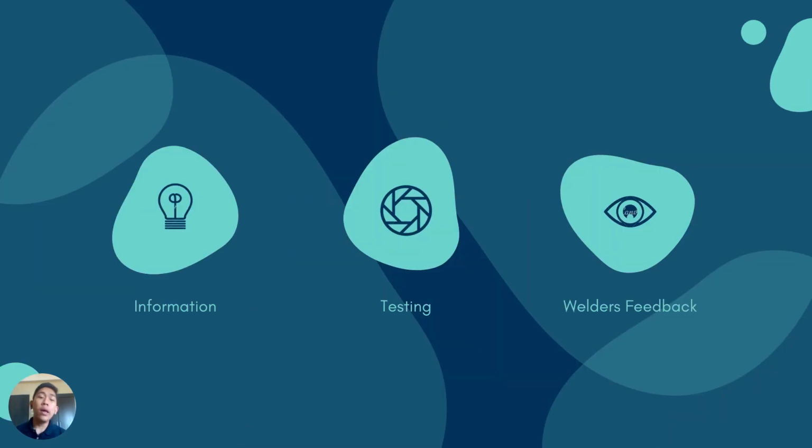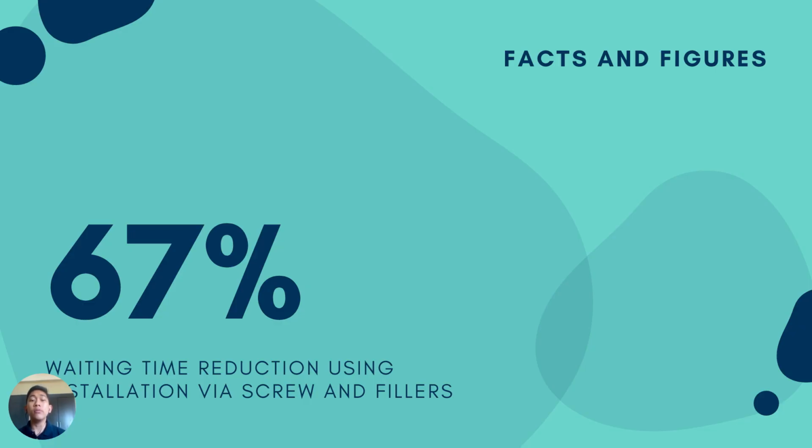So if we use the first recommendation, we will have information coming through, and there will be more testing because you have more information, and finally we can obtain the welder's feedback on the process. If the third recommendation is implemented, we will have a 67% waiting time reduction, from 30 hours down to only 10 hours by using screws and fillers. So it is a very huge number.